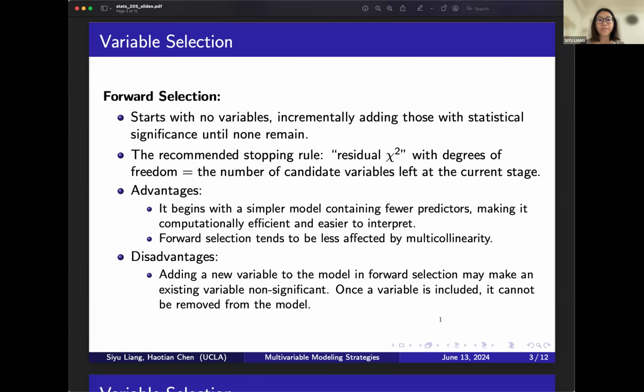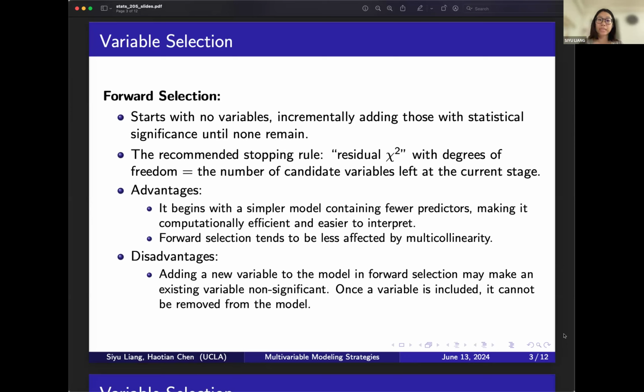So these methods have some advantages. For example, it starts with a simple model, so it's computationally efficient and easier to interpret. And it is also less affected by multicollinearity. But they also have disadvantages. For example, adding a new variable to the model can make a previous or existing variable not significant. And once a variable is included, it will not be removed from the model.